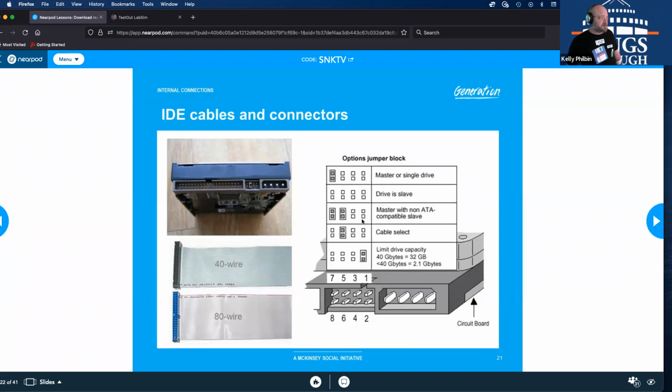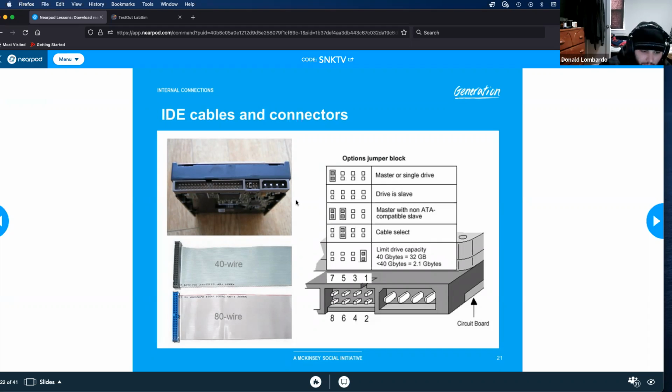For your jumper block, which we talked about before, here's the variety of combinations you can use by blocking off the pins so the drive knows what it's meant to be used for. Do you need to memorize this? No, you don't. Because a lot of times this is done via software now, not through a hardware connection.